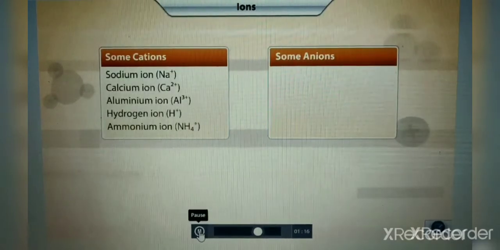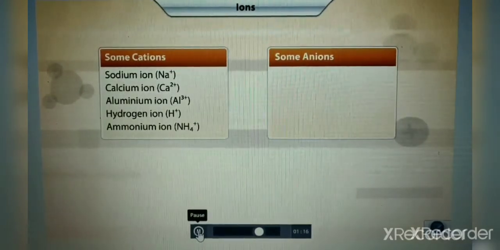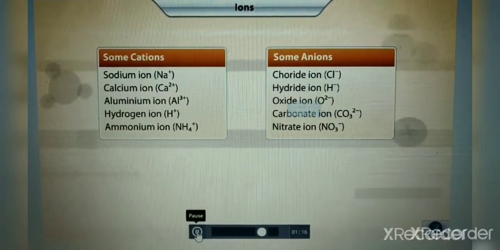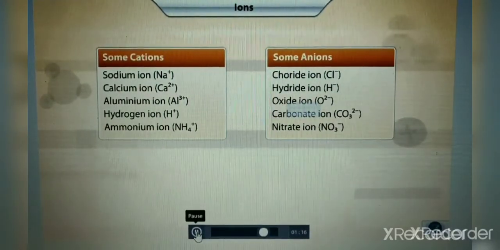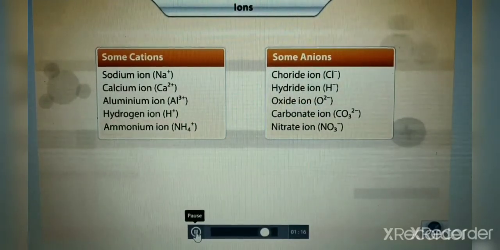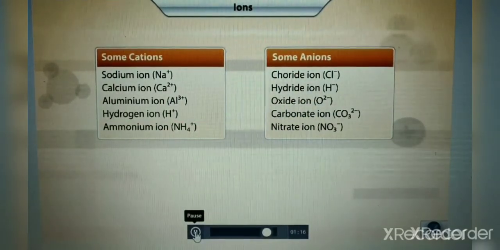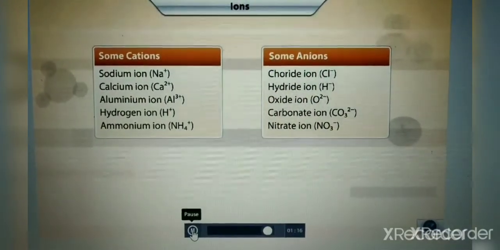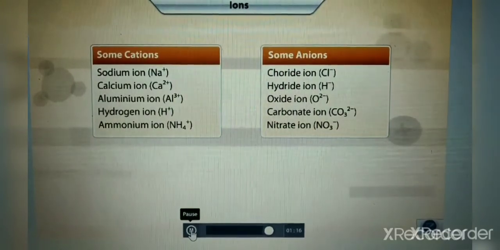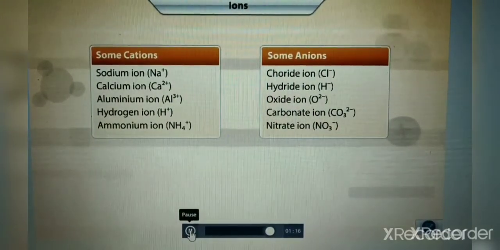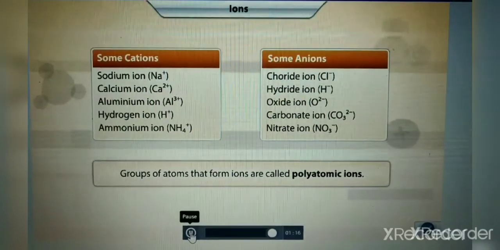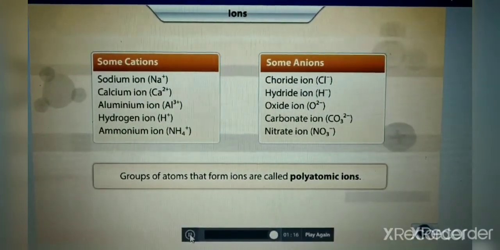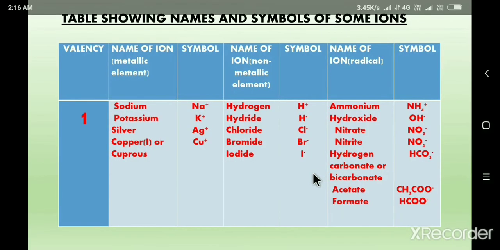Metals generally form positively charged ions. Non-metals generally form negatively charged ions. A group of atoms can also have a charge. For example, the ammonium ion, which is made up of 1 atom of nitrogen and 4 atoms of hydrogen, has an overall positive charge. The nitrate ion has an overall negative charge. Groups of atoms that form ions are called polyatomic ions. I hope the video is clear to you.